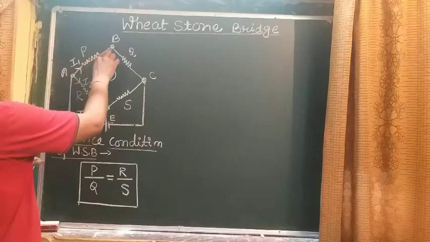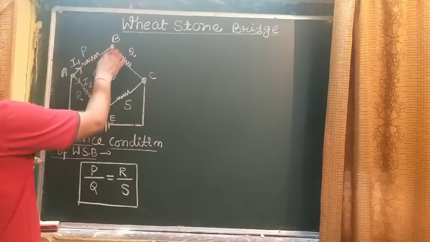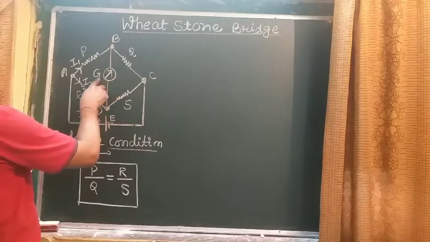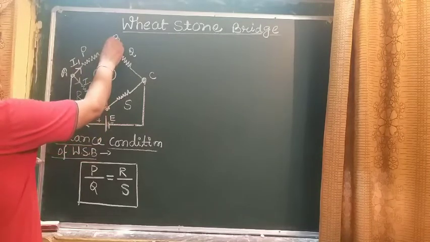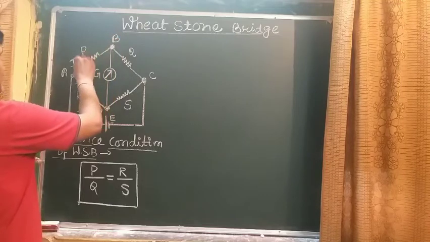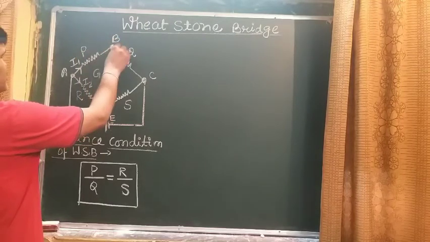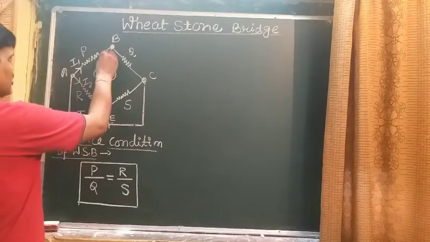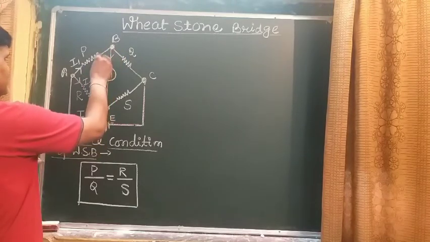And again this current reaches here, where the resistance of the galvanometer is G. Again distribution of current takes place, and some part of I1 comes into the galvanometer. Suppose the current flowing through the galvanometer is Ig.